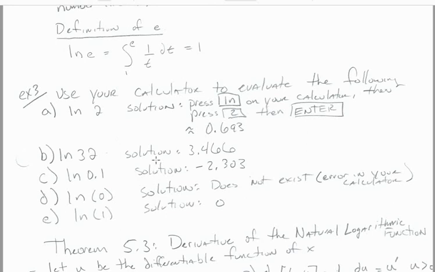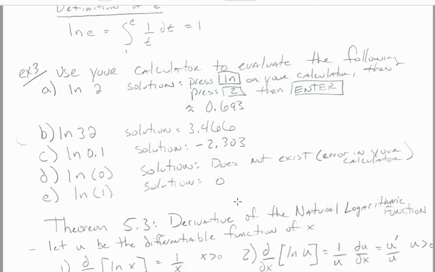Let's just go through a few examples here using your calculator so that you know how to do this. Just hit natural log of 2. So hit ln on your calculator, hit 2, hit enter. You should roughly get 0.693. So there's different problems here. You should be able to use your calculator and get these same values. Natural log of 32 is 3.466. Natural log of 0.1 is negative 2.303. Natural log of 0, however, does not exist. Alright, we'll talk about that one a little later on. It's an error in your calculator.